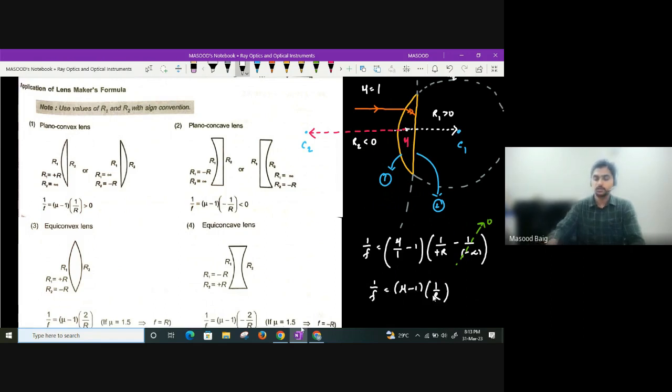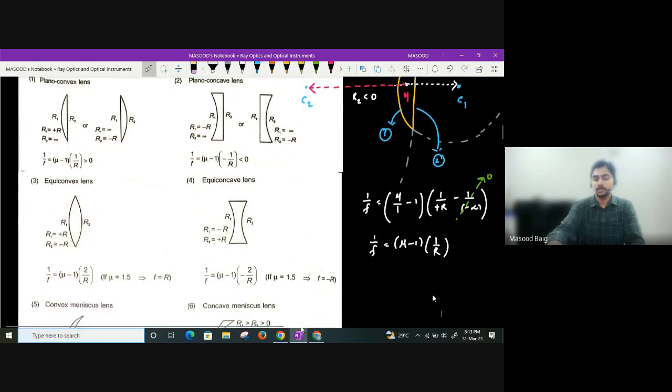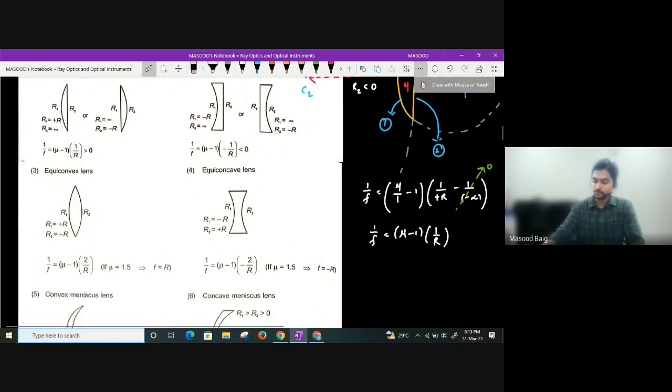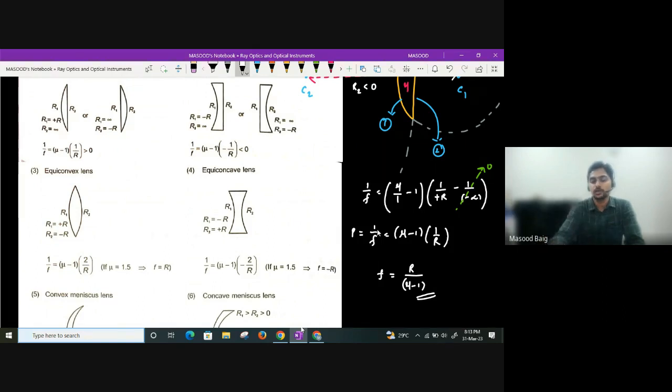It's very important again. So we can write the focal length of the plano convex lens as r divided by mu minus 1, guys, and power can be written as mu minus 1 divided by r. This is how we generally calculate the focal length of any type of lens, whether it may be a plano convex lens, plano concave lens, biconcave lens, biconvex lens, convex meniscus, or concave meniscus.